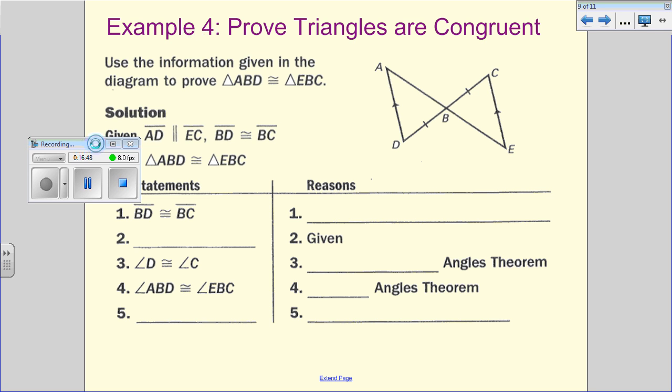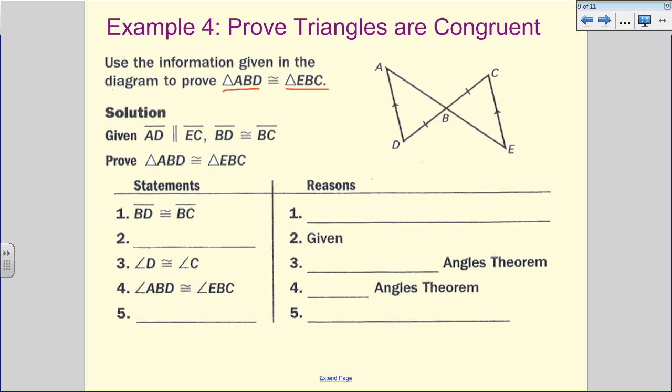All right, let's take a look here at example 4. Sorry guys, I think I had a slide out of order there. We want to keep proving that triangles are congruent and practice this two-column proof idea. We want to use the information that's given to prove triangle ABD is congruent to triangle ABC. Remember, that's going to be our last statement in our proof.